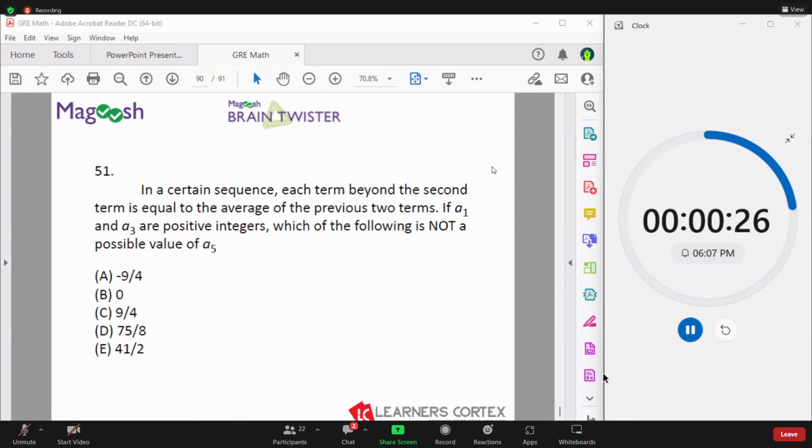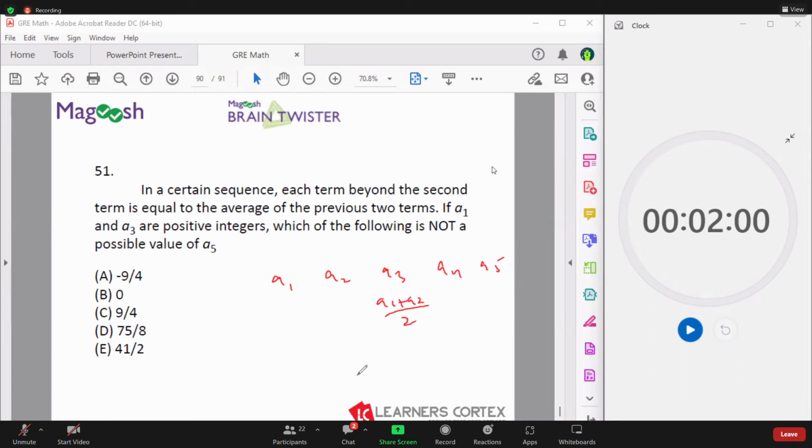Yes, sir. So it's given that A1 and A3 are positive integers, and in the sequence, the next term is the average of the other two. A3 is equal to (A1 plus A2) by 2. A1, A2, A3, A4, A5.